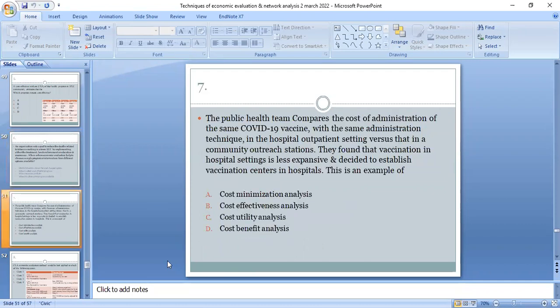Seventh MCQ. The public health team compared the cost of administration of the same COVID-19 vaccine with the same administration technique in the hospital outpatient setting versus community outreach stations. They found that vaccination in the hospital setting is less expensive and decided to establish a vaccination center in the hospital. This is an example of whether cost minimization, cost effectiveness, cost utility, or cost benefit analysis. A is the correct option, cost minimization analysis.